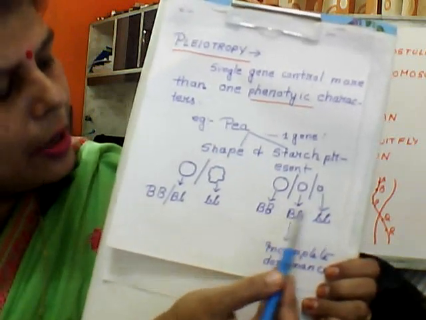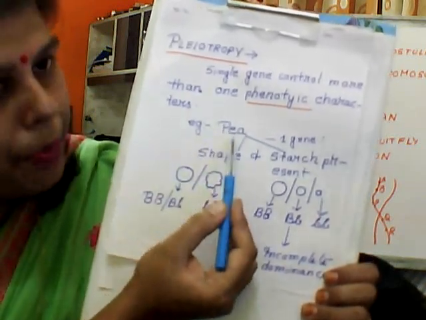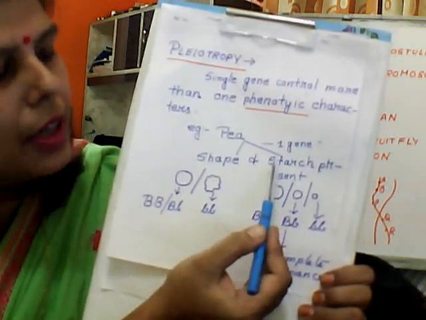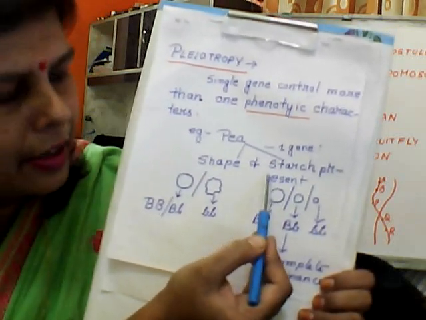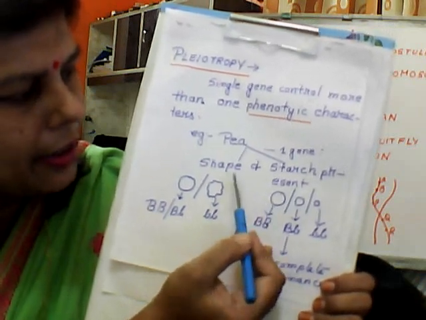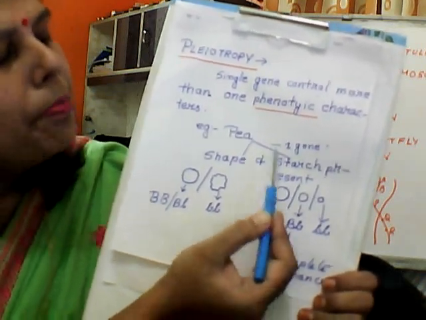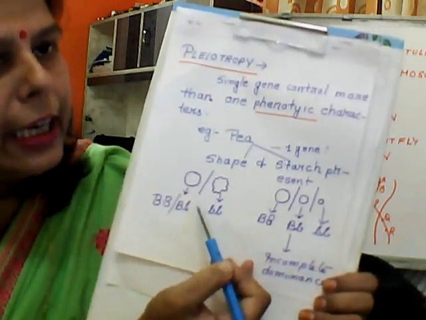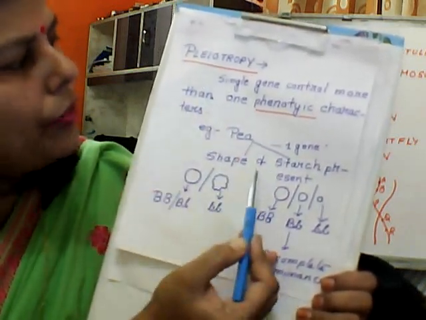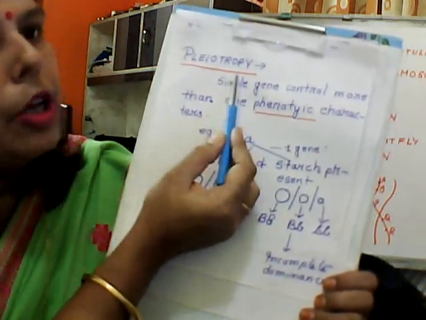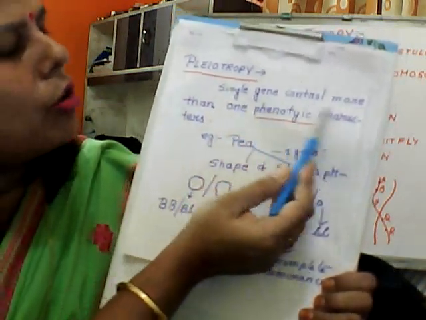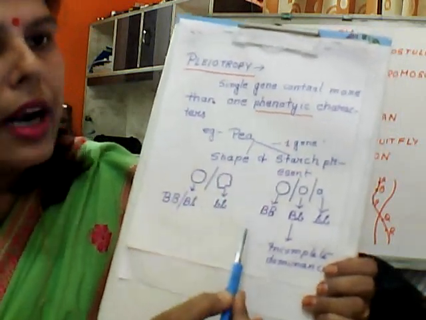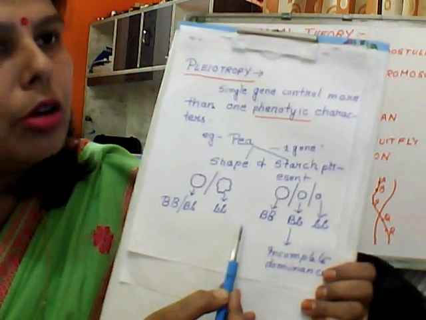So here you see, for the pea plants, the shape of the seed as well as the content of starch are two different phenotypic characters, which are shown by a particular gene or by a pair of alleles. Such an example falls under pleiotropy. That means a single gene controls more than one phenotypic character. So this is one example which is given in your book.